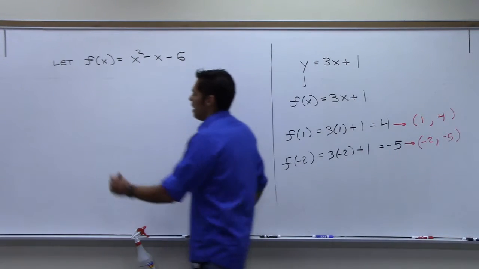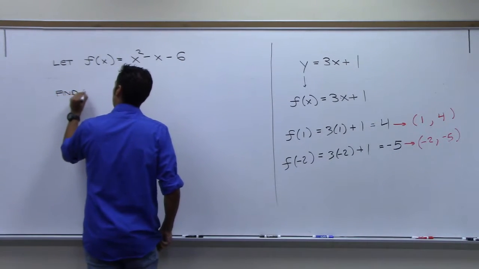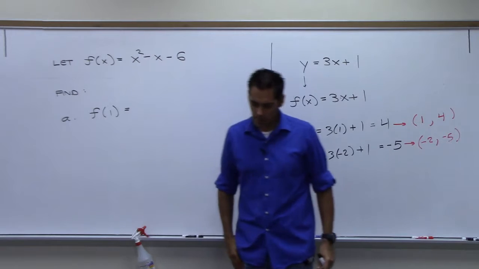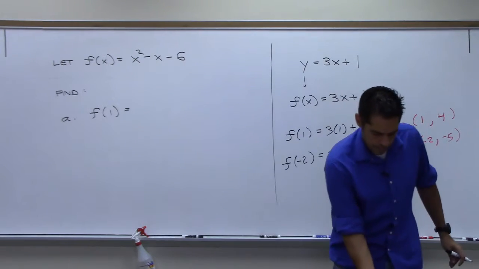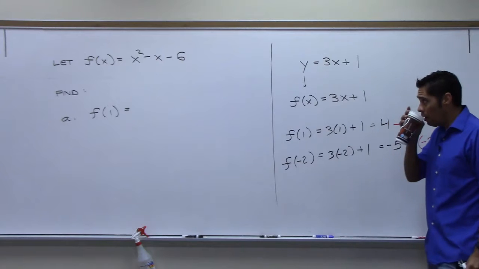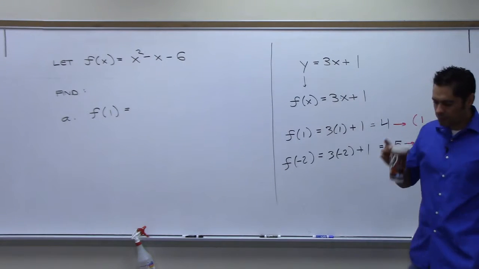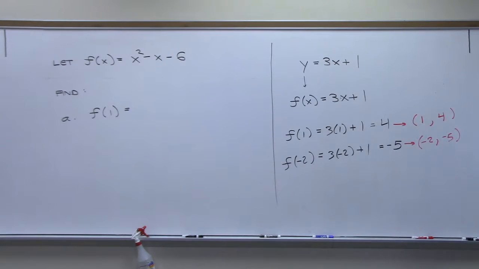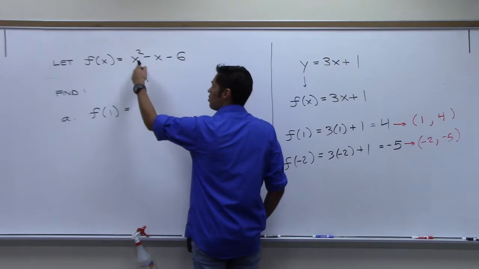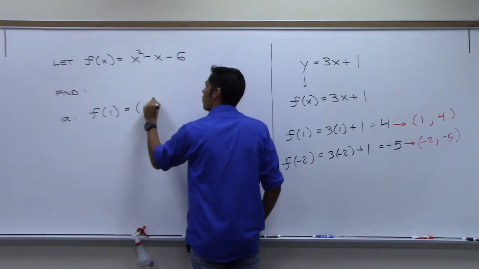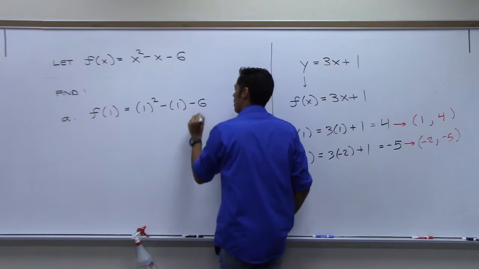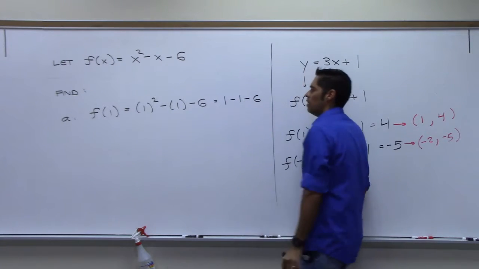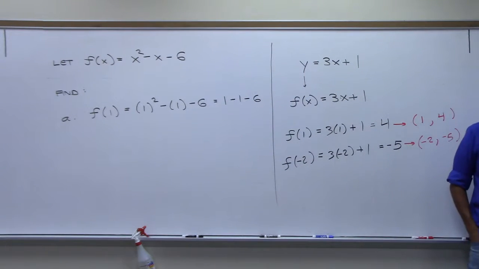So I would like for us to find the following. Part A. What is f of, we'll make it easy to start, f of 1? All you're doing is replacing all your x's with 1, right? So 1 squared minus 1 minus 6. 1 squared is 1, right? So 1 minus 1 minus 6. And I hope everyone would get -6 there.